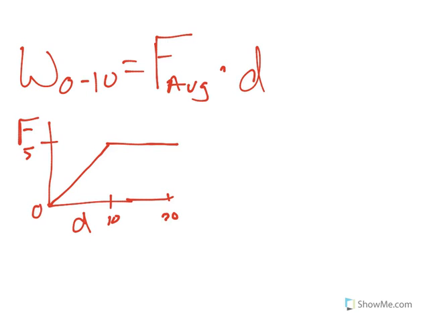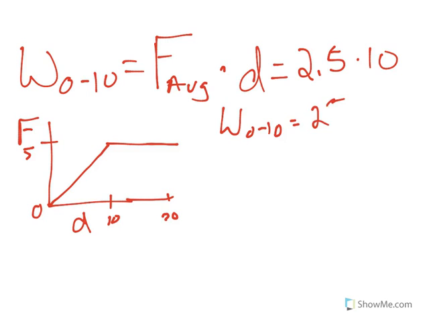So we have to take the average force because you can only do force times distance. Well, we'd have to technically do force times distance at each individual point. If we take the average force, though, we can get it figured out. I think we can all agree that the average force here would be 5 plus 0 divided by 2, which would just be 2.5. So 2.5 times 10 equals the work from 0 to 10, which is 25 joules.